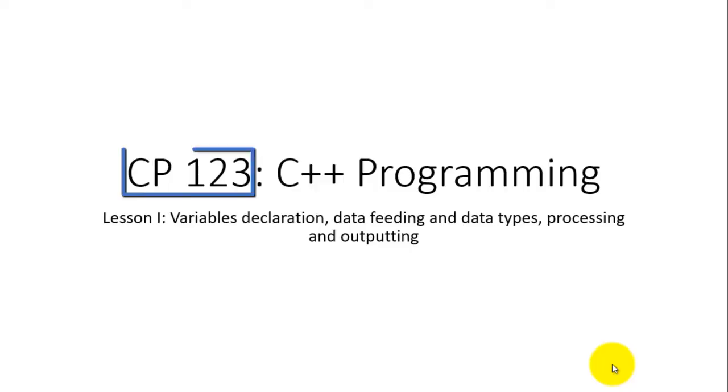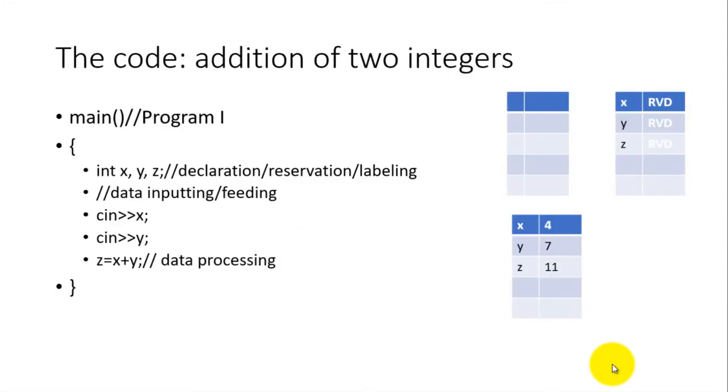So, as we have said, this is CP1 to 3 C++ programming, and we shall concern ourselves with variables declaration, data feeding and data types, data processing and outputting. Now, in front of you is a program.